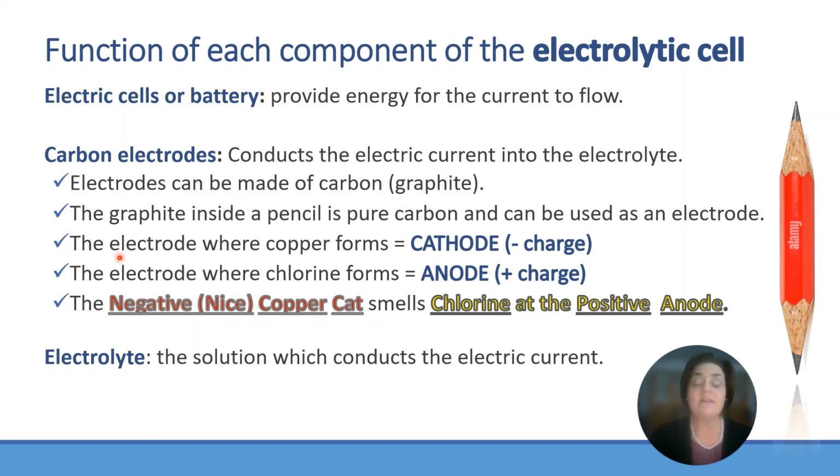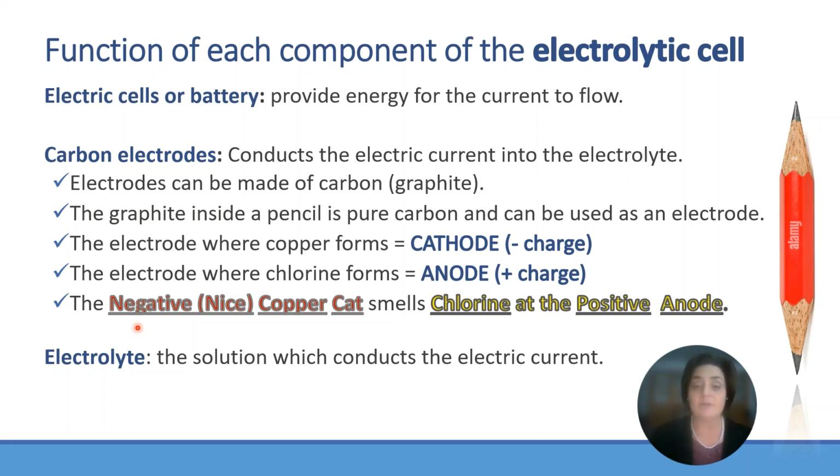So let's see, where did we make the observation? The electrode where the copper forms is called the cathode, and that was the negatively charged electrode. And then the electrode where the chlorine forms, that is the anode with a positive charge. So it's a lot to remember. So let's see if we can make it easier for you to remember.